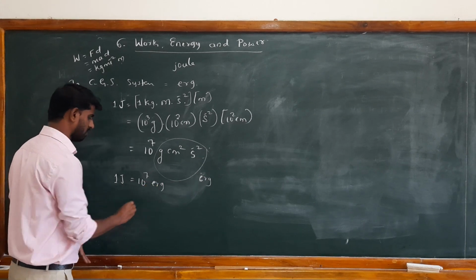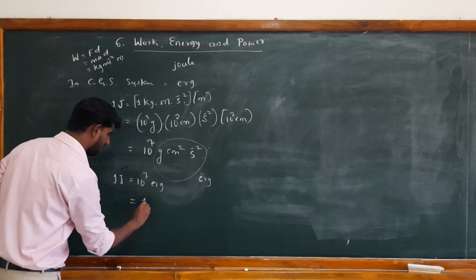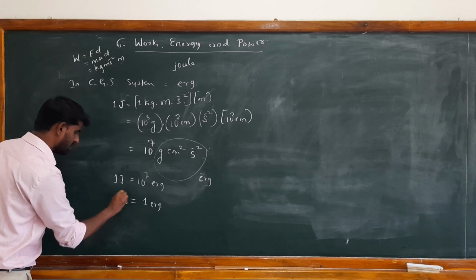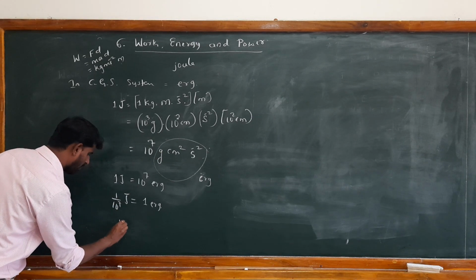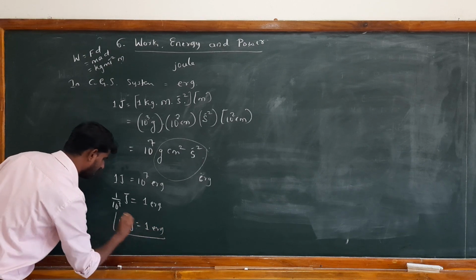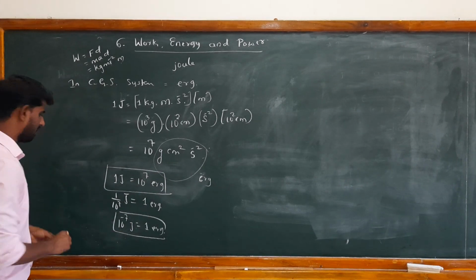So you may get a question like 1 erg equal to how many joules? You can write it like 1 erg is equal to 1 divided by 10 to the power 7 joule. Or you can write 10 to the power minus 7 joule is equal to 1 erg. So these are the conversion factors. This is an important one: 1 joule equal to 10 to the power 7 erg.